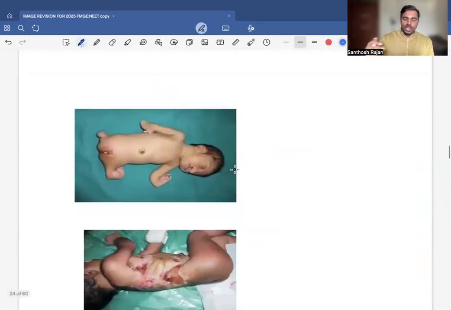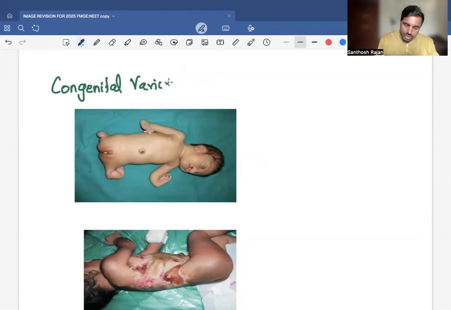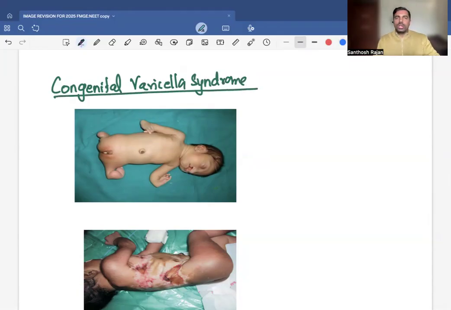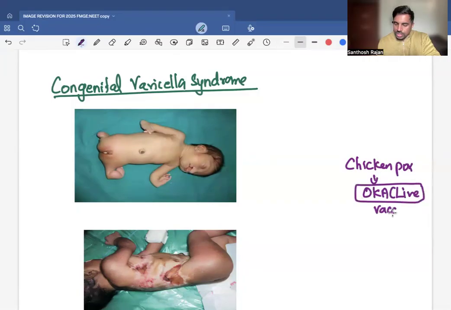And look at this again. This is congenital varicella syndrome. Remember, if the mother gets chickenpox and doesn't get treatment, ideally she has to get acyclovir and immunoglobulin, never a vaccine. No live vaccine to a pregnant lady. The chickenpox vaccine is called OKA strain. It's a live vaccine, so very risky for a pregnant lady. So you give acyclovir and immunoglobulin.